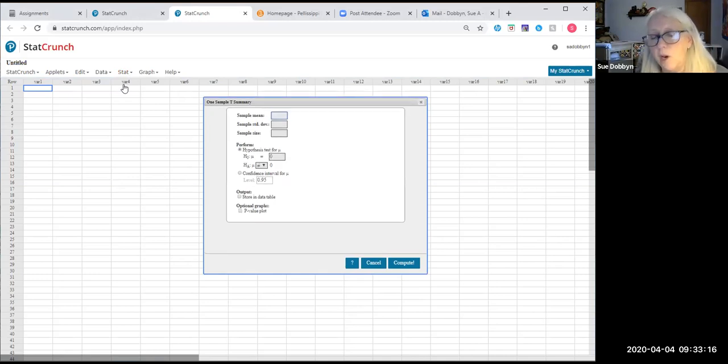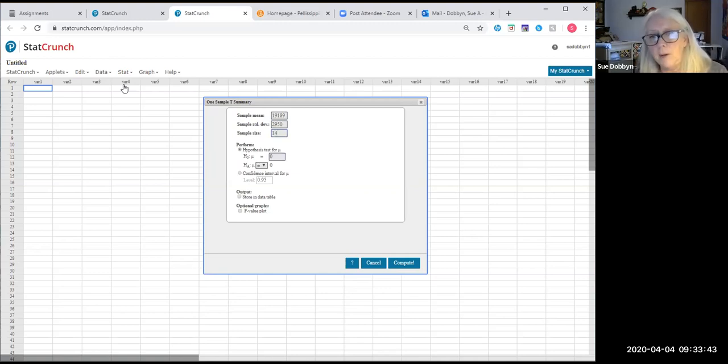So it asks, what is the sample mean? And so that was the 19,189. What is the sample standard deviation? That was the 2,950. What is the sample size? That was 14. And then you're going into a section that's labeled perform. And so you are performing a hypothesis test, which is the default position.